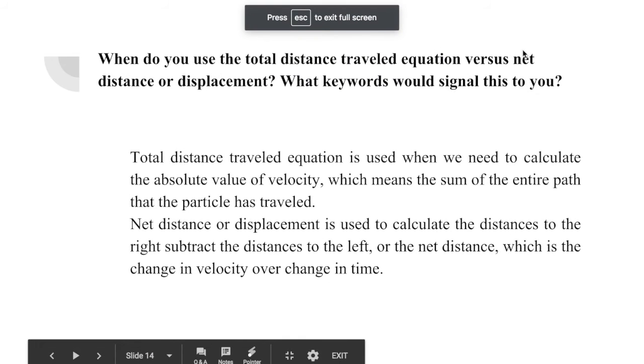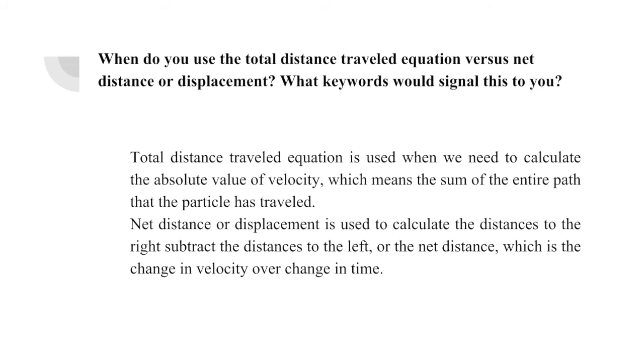When do you use the total distance traveled equation versus net distance or displacement? What keywords would signal this to you? The total distance traveled equation is used when we need to calculate the integral of the absolute value of velocity, which means the sum of the entire path that the particle has traveled. Net distance or displacement is used to calculate the distance to the right minus the distance to the left, which is the net change in position.